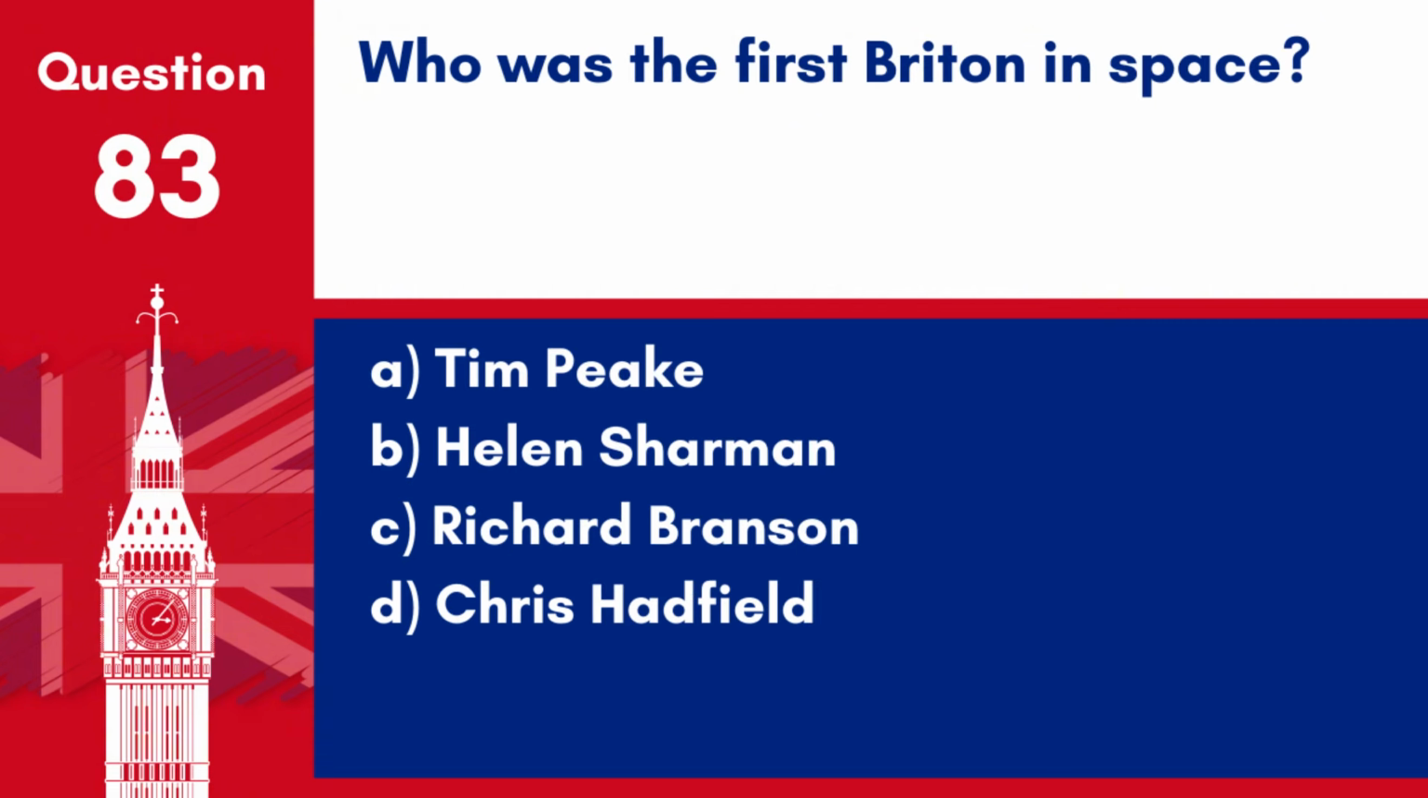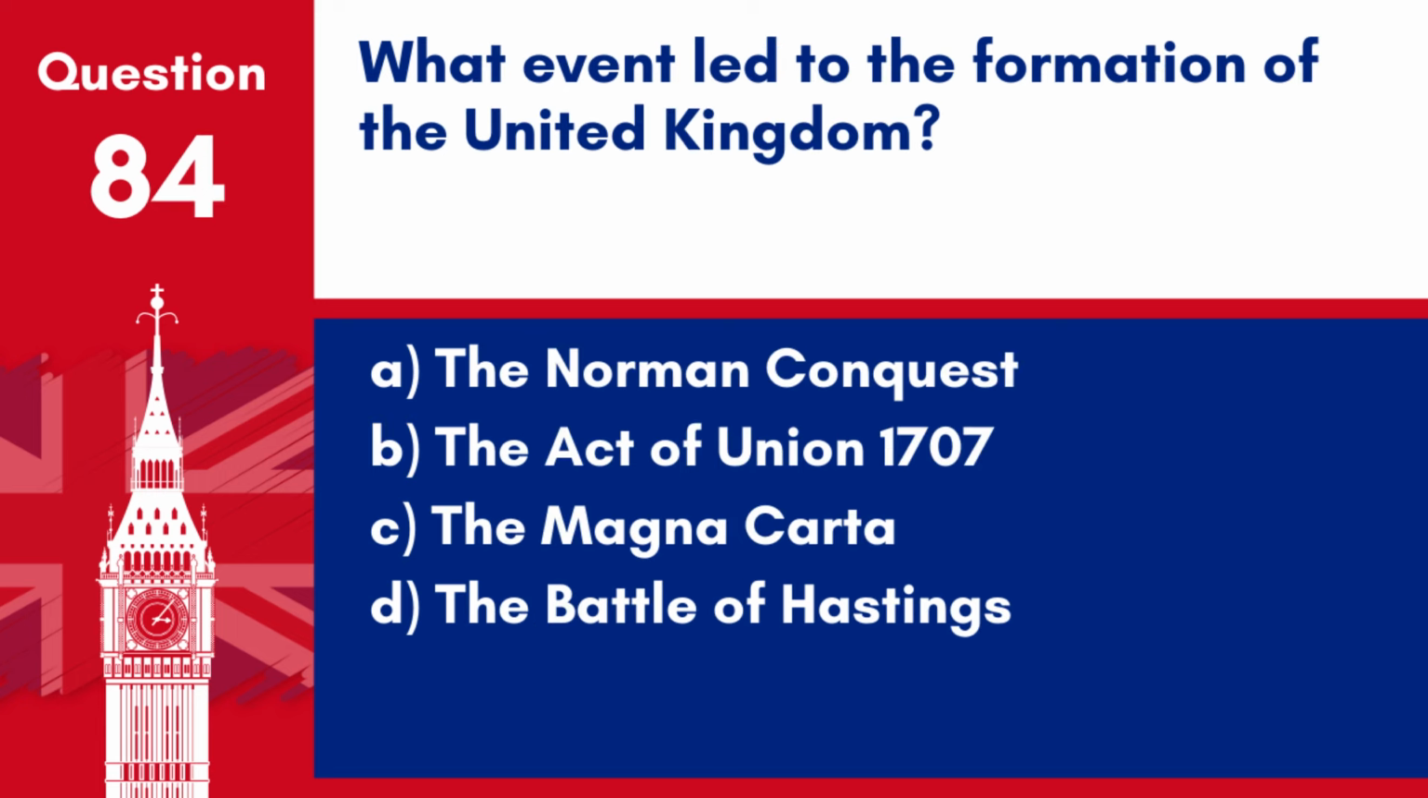Question 83. Who was the first Briton in space? A. Tim Peake. B. Helen Sharman. C. Richard Branson. D. Chris Hadfield. Answer B. Helen Sharman. Helen Sharman was the first British citizen to go into space, visiting the Mir space station in 1991.